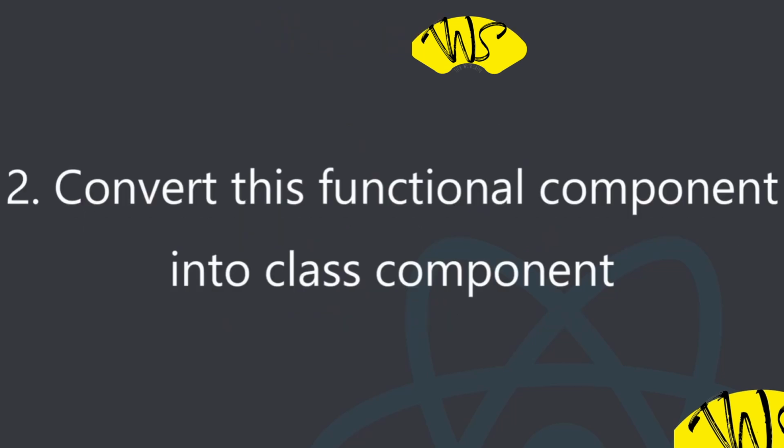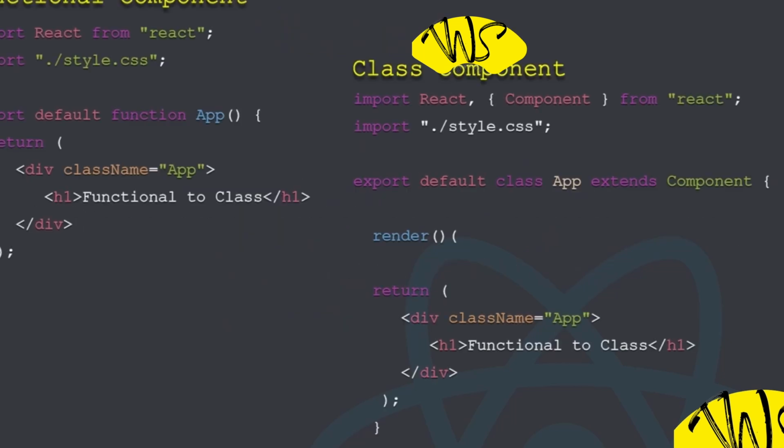The second question is: convert this functional component into class component. So this is how a functional component can be converted into class component. Or in other words, this is how a class component looks like, where you have the component extended. And not only that, you must have the render method.